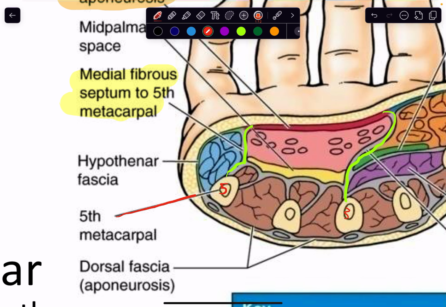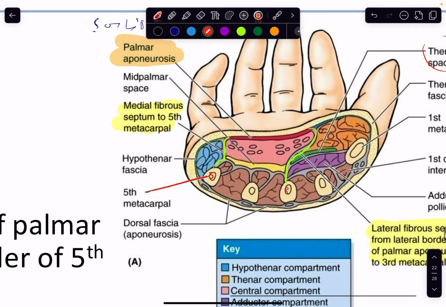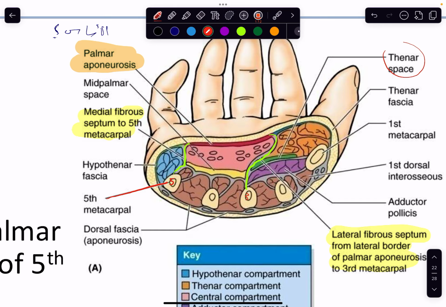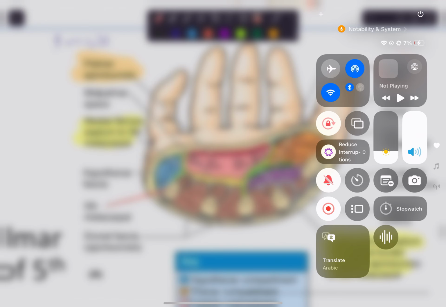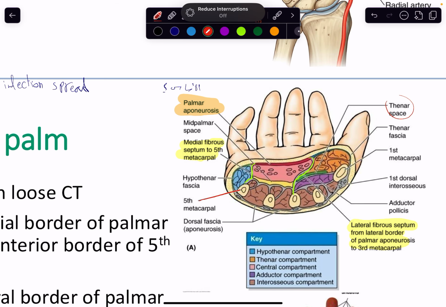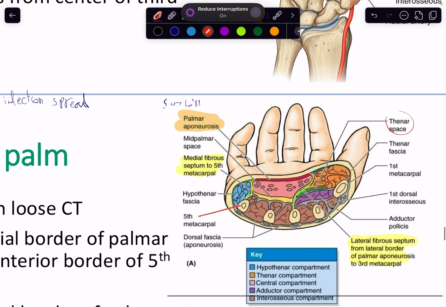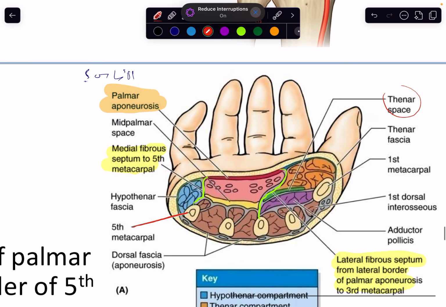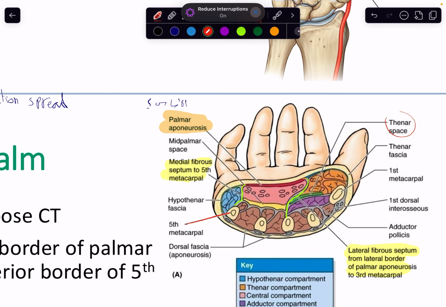So this area must be the thenar space with the thenar muscles. This is the mid-palmar space with all the tendons, lumbricals, right? Interossei, right? And there is a small free space here. And this is the thenar space with some small space between the muscles and the other structures. Clear? So these are called the palmar spaces.